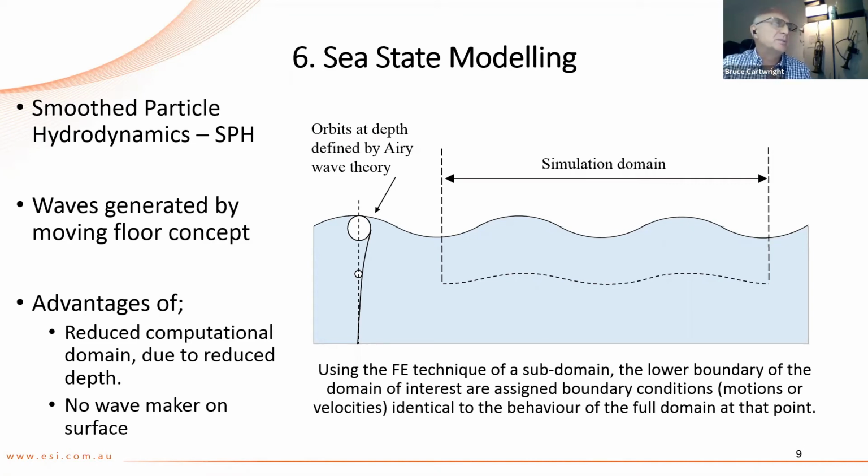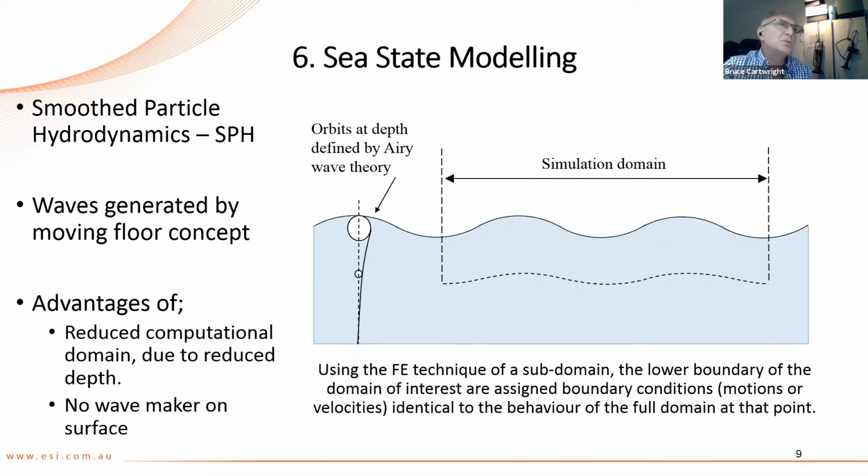So that's what we've done in our approach to modeling the waves. We know from Airy wave theory that these wave particles, if you like, the water particles, have this orbit, and the orbit decreases in diameter as you go down in depth. So basically at some depth, we know exactly what the orbit diameter is going to be. So if we define a limit to our tank there, we can define a flexible tank, and we can give that flexible tank the motions of what the water would have at that depth.